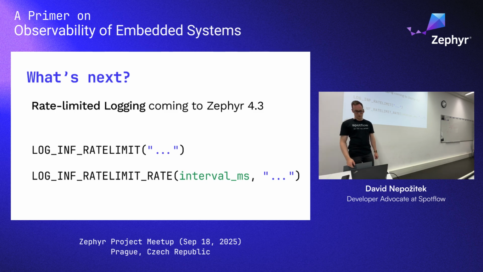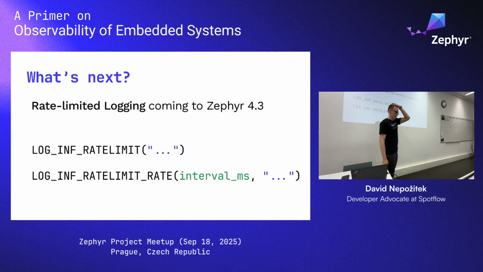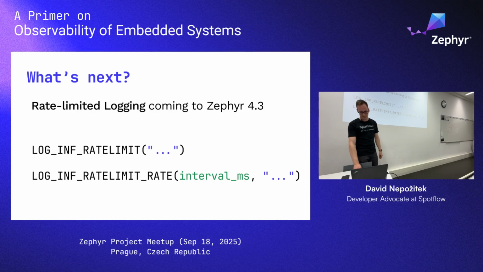In Zephyr 4.3, there's rate limiting coming. So if you're afraid that your logs will be flooded by some specific message which is in a tight loop, you can use these macros, which rate limit how often a single, basically a log template can be reported. So that's nice.